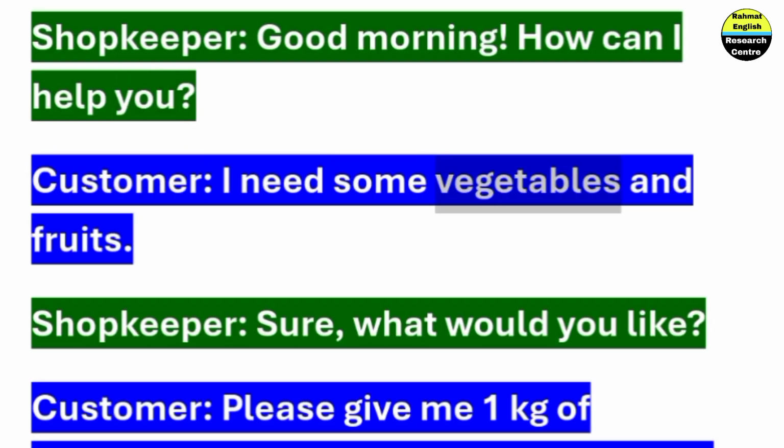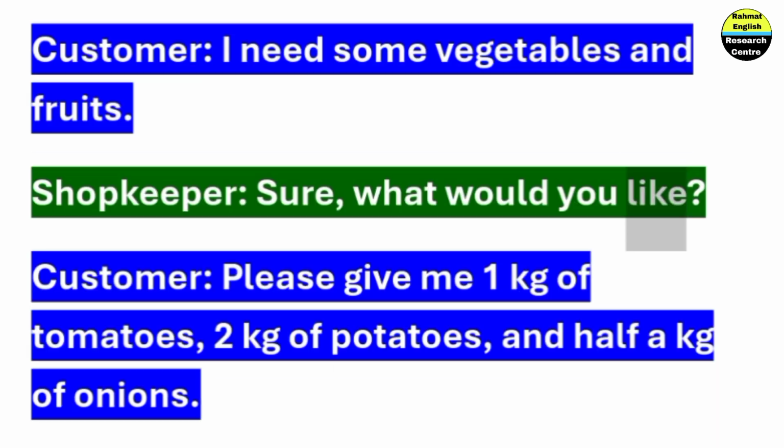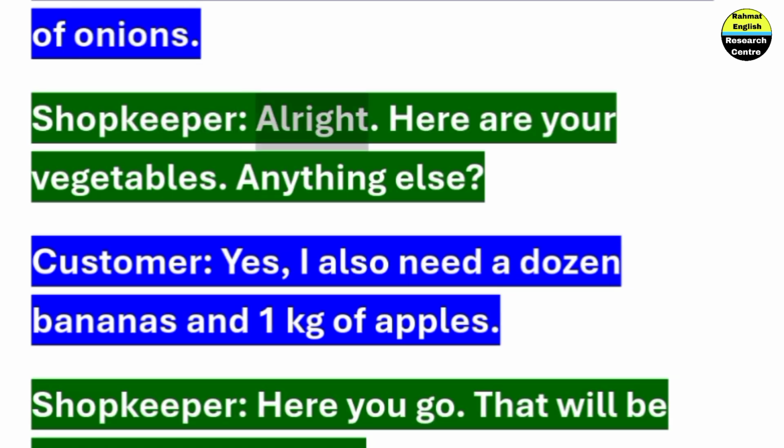Customer, I need some vegetables and fruits. Shopkeeper, sure, what would you like? Customer, please give me 1 kilogram of tomatoes, 2 kilograms of potatoes, and half a kg of onions. Shopkeeper, all right. Here are your vegetables. Anything else?